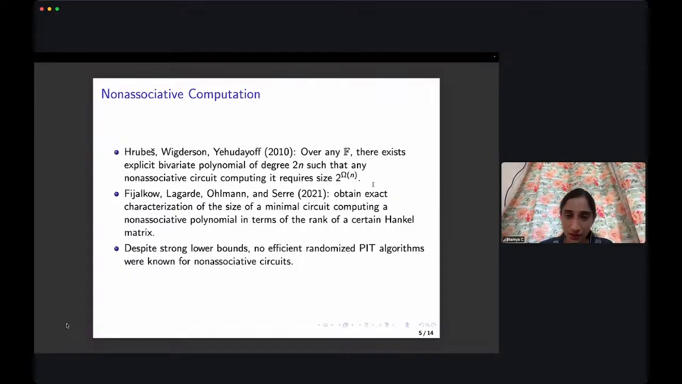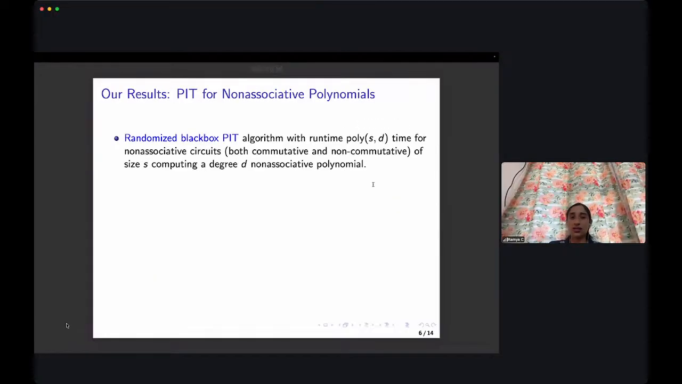Okay. So let's take a look at the results first. The first result is what you would expect, something similar to Schwartz-Zippel in the associative commutative setting, or, if you're a little familiar with non-commutative, something similar to the Amitsur-Levitzki theorem. We are able to give a randomized black box identity testing algorithm that runs in time polynomial in the size of the circuit and the degree of the polynomial. So this works in both commutative and non-commutative settings.